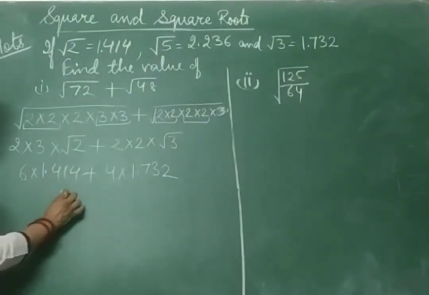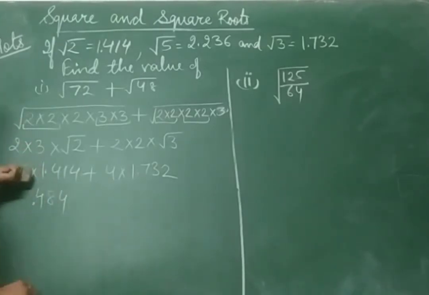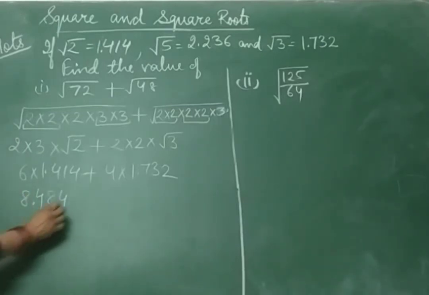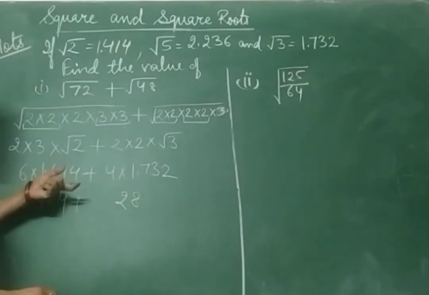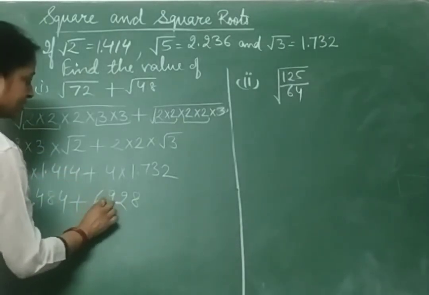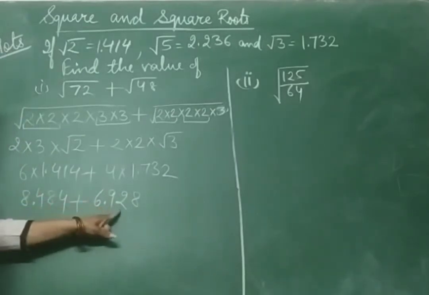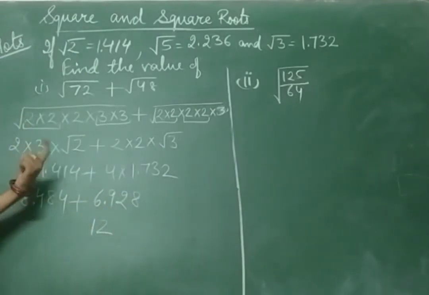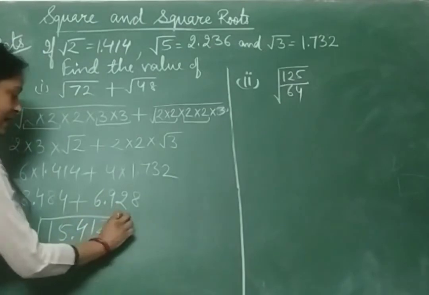6 4s are 24, 2 in my mind. 6 1s are 6 plus 2, 8. Plus 4 2s are 8, 4 3s are 12. 4 7s are 28 plus 1, 29. 4 1s are 4 plus 2, 6. Now we have to add 4 plus 8, 12. 1 in my mind. 8 plus 2, 10 plus 1, 11. 1 in my mind. 4 plus 9, 13 plus 1, 14. 1 in my mind, 6 plus 8, 14 plus 1, 15. So this is our answer.